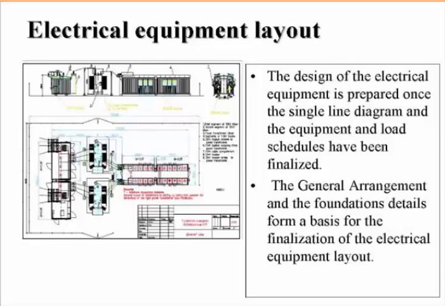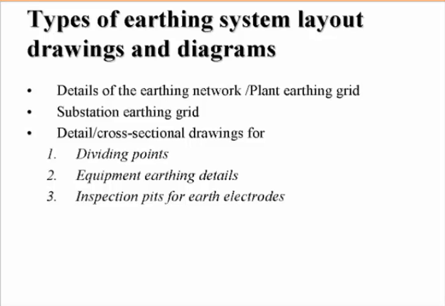So the design of the electrical equipment is prepared once we have the single line diagram and the equipment and the load schedules that have been finalized, and then we have the general arrangement and foundation details, which forms the basis of the finalization and electrical equipment layout. So that's the detailed drawings that we will then use in industry.